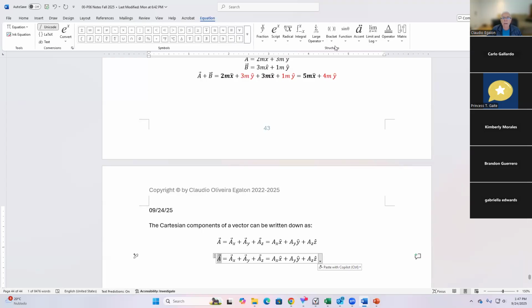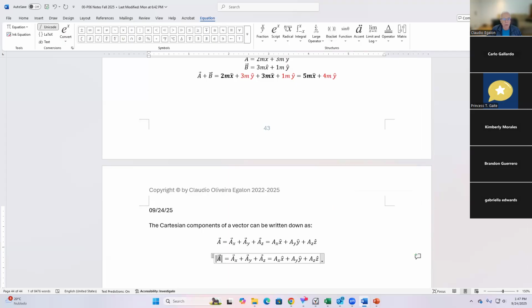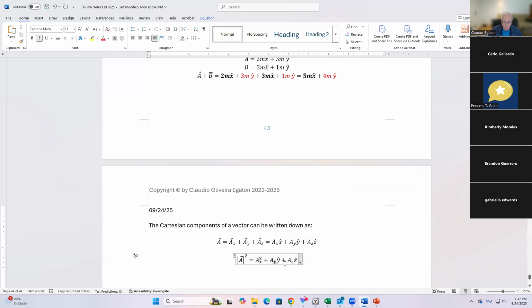all the components are perpendicular to each other. The square of the magnitude of this vector can be written down in terms of the square value of each scalar component. The sum of the square value of each scalar component. Like that.